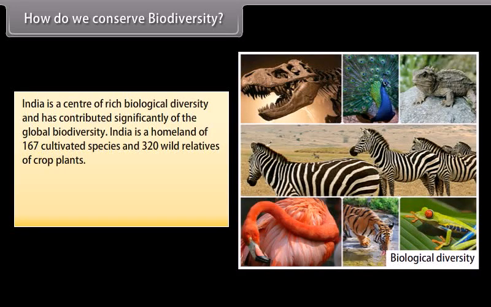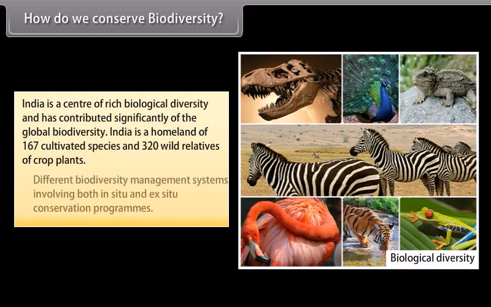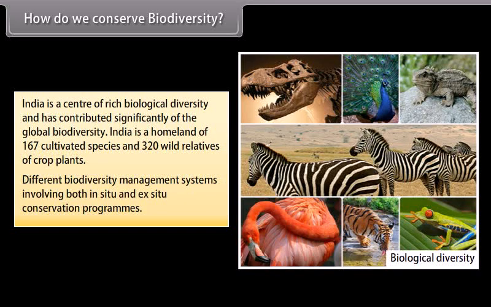India is a center of rich biological diversity and has contributed significantly to global biodiversity. India is the homeland of 167 cultivated species and 320 wild relatives of crop plants. Different biodiversity management systems involve both in situ and ex situ conservation programs.